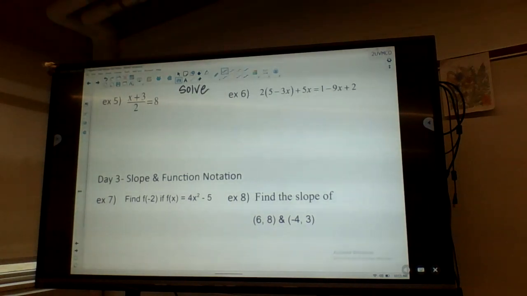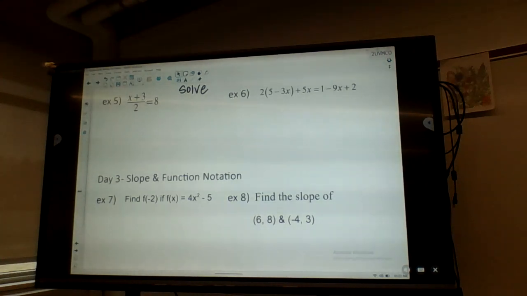Now the one I threw out there, number 5, is one we've probably seen a little bit more in geometry or something similar to this, trying to get that x alone. What are we going to do first? Yeah, let's get rid of that 2. And like I said, this is something that we use this year.